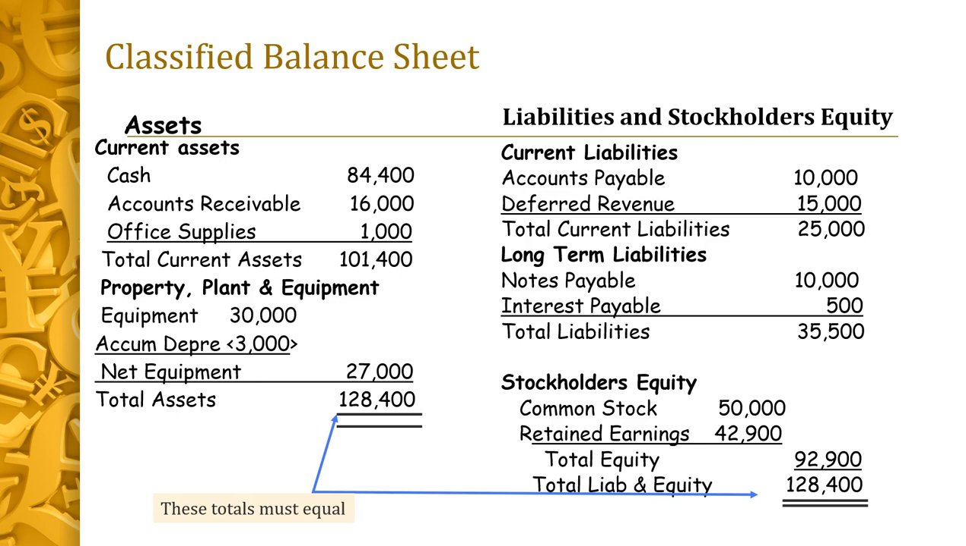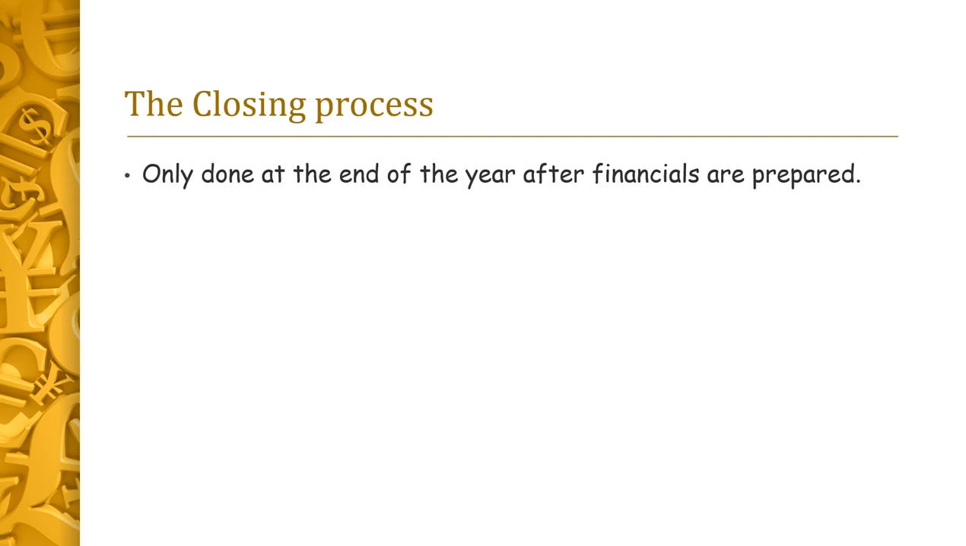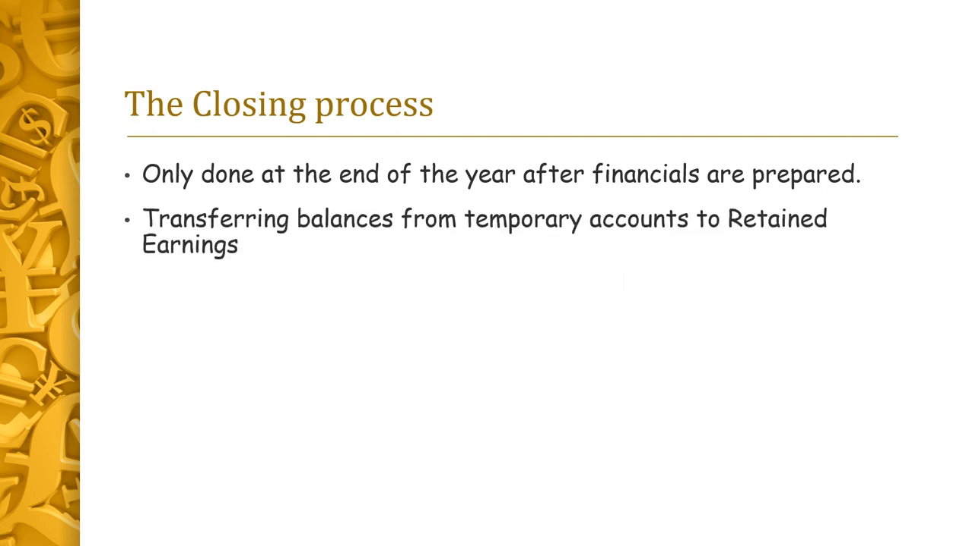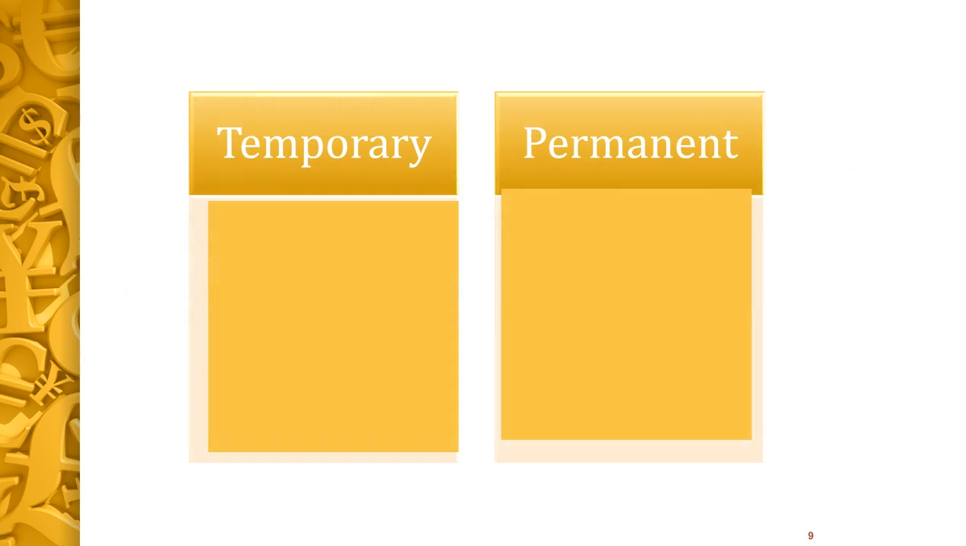Now we're going to take a look at the closing process. The closing process is only done at the end of the year after financials are prepared. It involves transferring balances from what we call temporary accounts. Temporary accounts are any accounts that are on the income statement, i.e. revenue and expenses, and dividends. We're going to transfer their totals to the retained earnings account, because that's a balance sheet account. So we're going to reduce all of our temporary accounts to zero. And we do this at year end, after we prepare the financials.